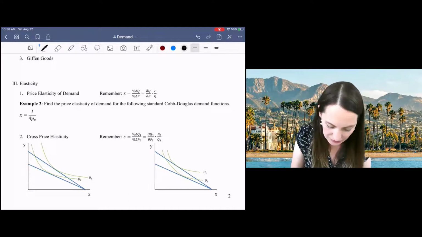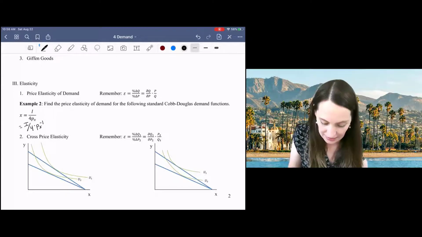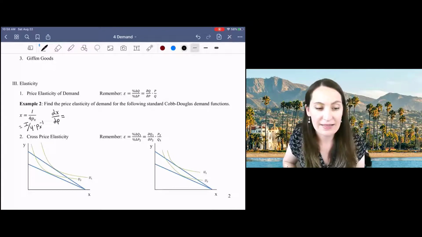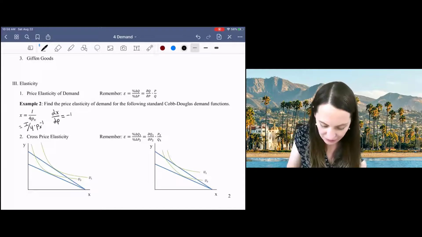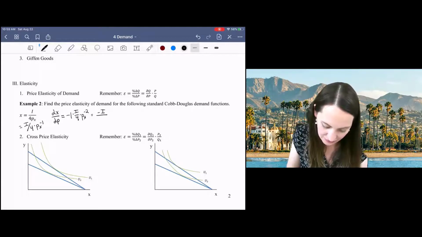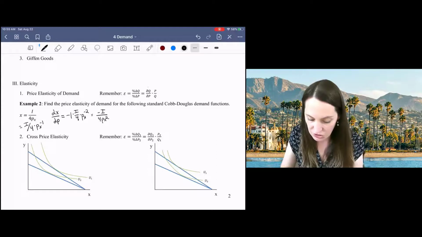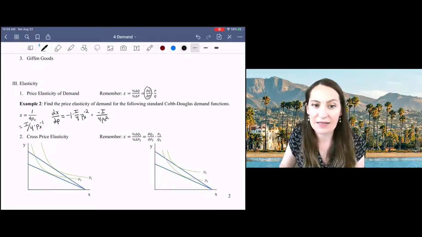So I'll just remind you that this equation here is the same as I over 4 times px to the negative 1. And that makes taking the derivative a bit simpler because multiplying is always easier than dividing. So I've got negative 1 times I over 4 times px to the negative 2. So really what I have here is negative I over 4px squared. Now that is not my elasticity, right? That is just this term in my elasticity calculation.